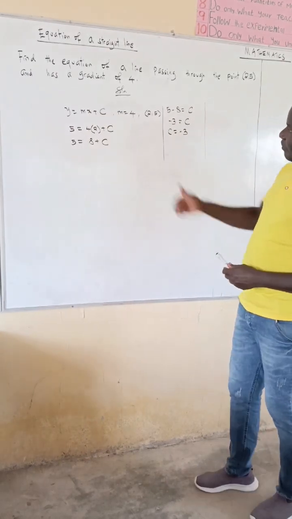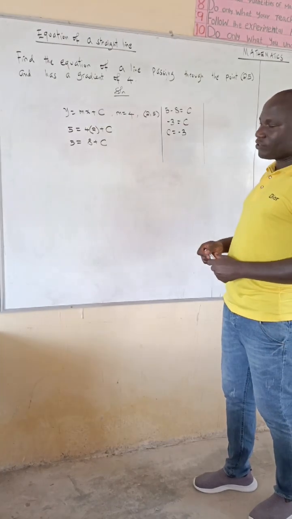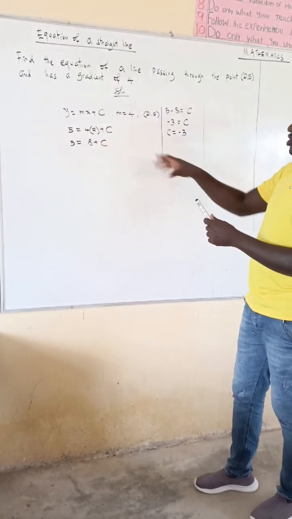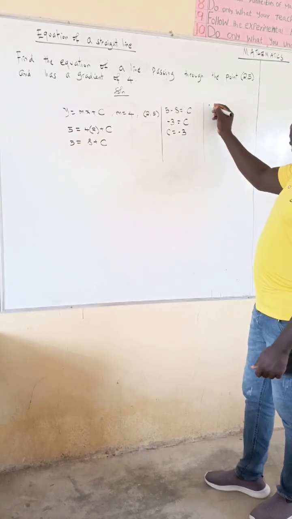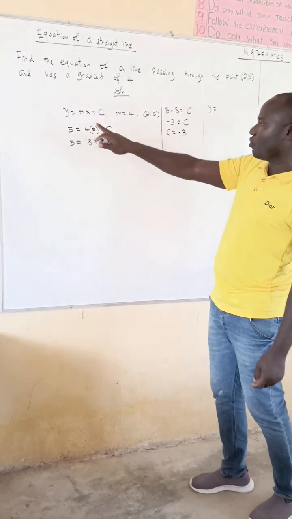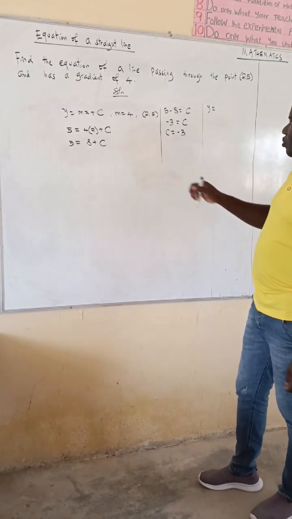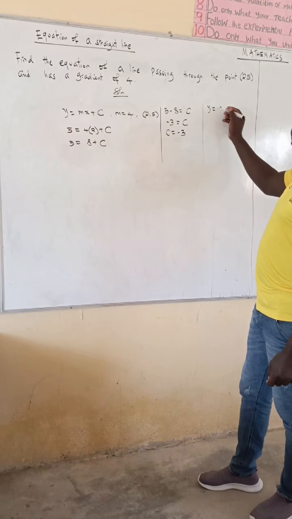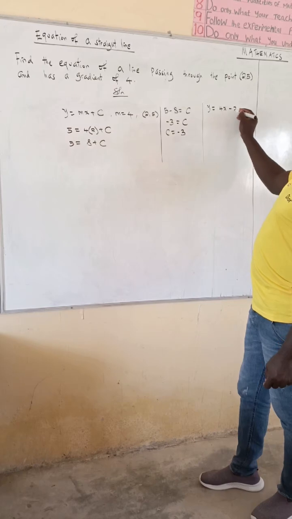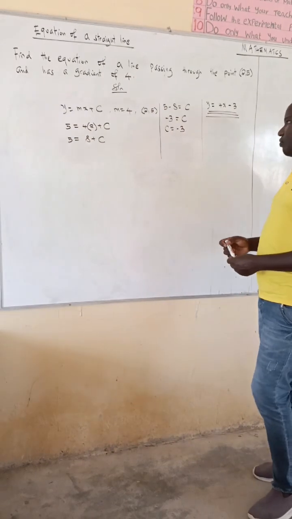Now, we already have m, and we have obtained our c as negative 3. So that is to mean we already have the equation of the straight line. We only need to substitute. We don't give the values of the variables, y and x, only the values of the constants, like I said earlier. So y equals our gradient is 4, so we have 4x, and our c is negative 3, so minus 3. So that is the equation of the line that is required.